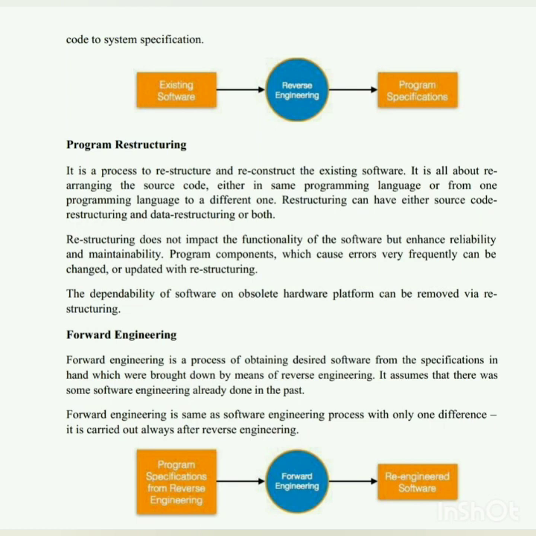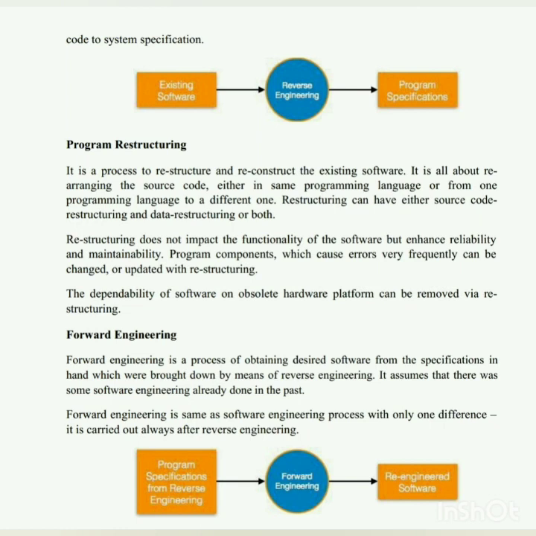Now the next term is program restructuring. Restructuring and reconstructing of the program will be applied to the existing system. Now re-engineering can be applied to the source code. Suppose we have one piece of software. If we apply re-engineering on the source code, it can be in the same language, or it can be applied from one language to another language. That means the re-engineering can be from one language to another, or from one part of the program to another part.